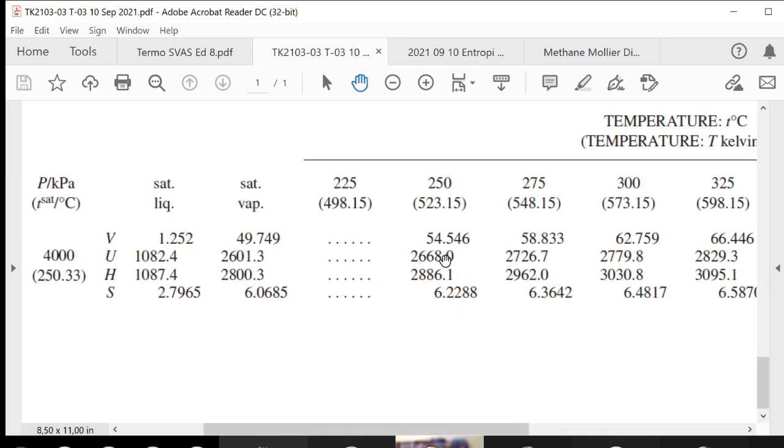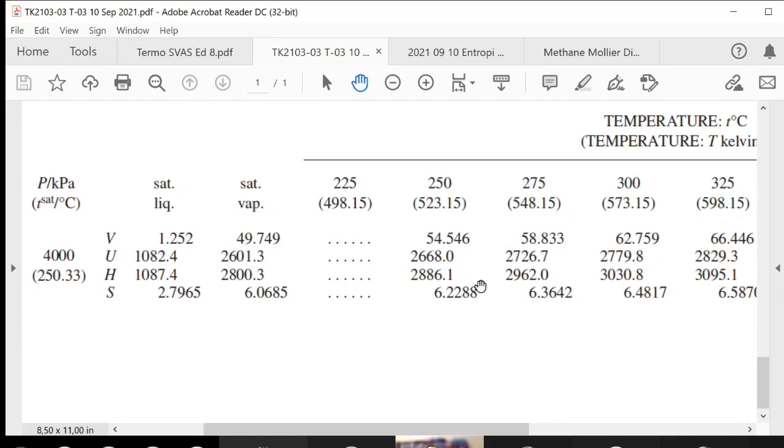Okay, this point. The enthalpy is 2886. What is the pressure? The pressure is 4,000 kilopascal. What is the temperature? The temperature is 250 Celsius. Is it clear? Any questions about reading the superheated vapor table? Now, if I have to determine the enthalpy at 260 Celsius, how to do this?